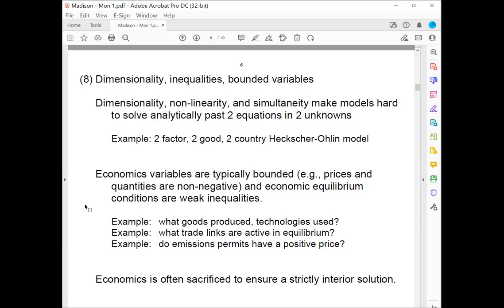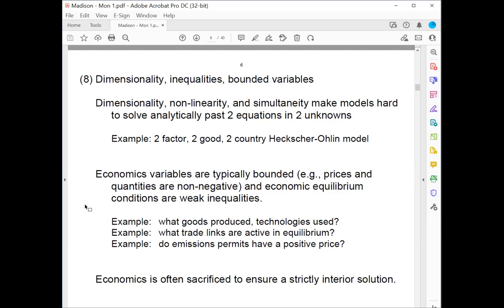Secondly, economic variables are typically bounded. Prices and quantities are non-negative. And economic equilibrium conditions are then weak inequalities. They're not equations. So examples are what goods are produced, what technologies are used. In an equilibrium, maybe you produce certain goods, or you use only 1 or 2 of the set of available technologies. Think of making electricity. Some things are just slack because they're too expensive in equilibrium.